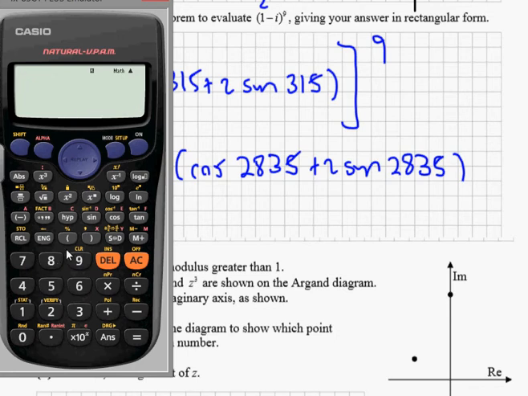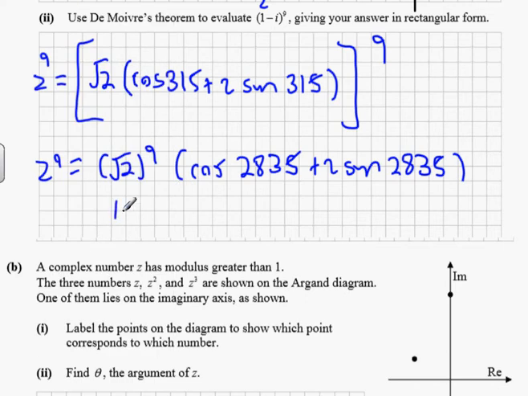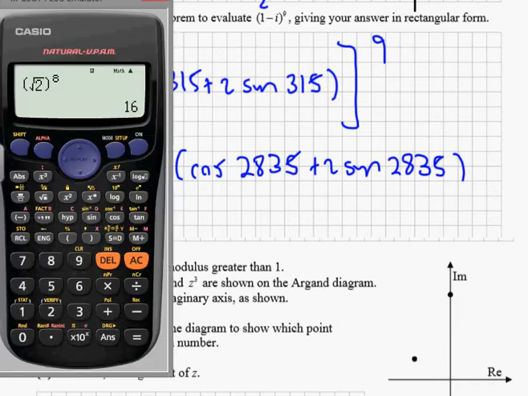Instead of doing that, I'm going to do root 2 to the power of 8 instead. And to the power of 8 is 16. Yeah? So to the power of 9 will have to be 16 root 2, because you've got to multiply by the extra root 2. And you can just check that, just multiply that answer by root 2, just make sure it's the same thing. It's 22.63.